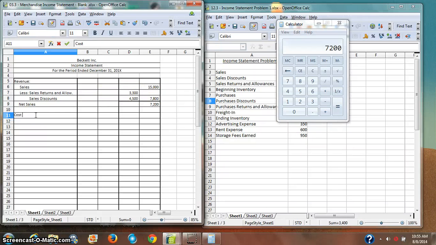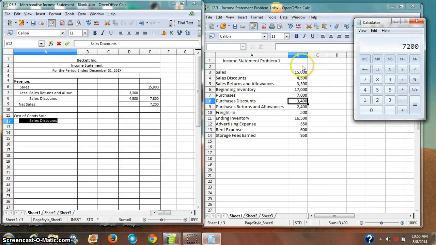So now I'm going to have cost of goods sold. This is the next section. How much did all this stuff that I sell cost? It's going to take us a little while to figure that out. It's going to take us a number of calculations. We're going to do that now.